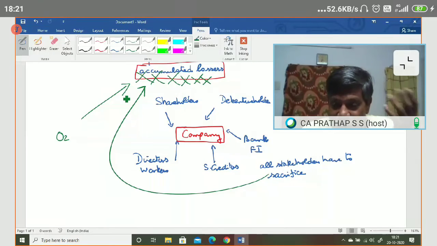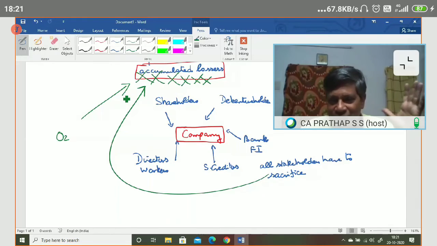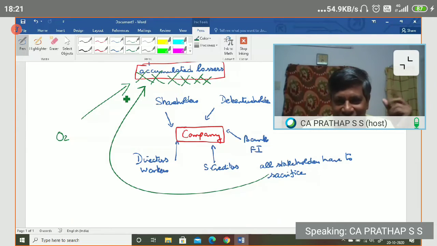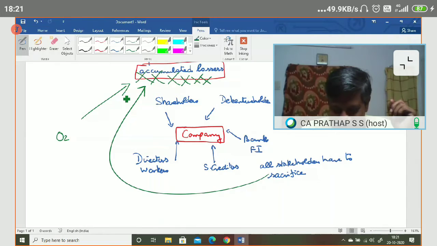Now will that alone do? Will giving oxygen alone do? What else will you require? Oxygen, correct. First is oxygen. You go to ICU, they'll take your pulse and first put one oxygen mask. That's all. Second, what will they do? What treatment?